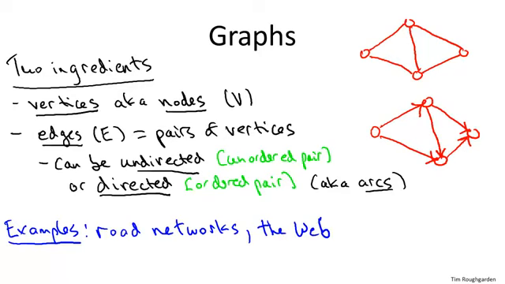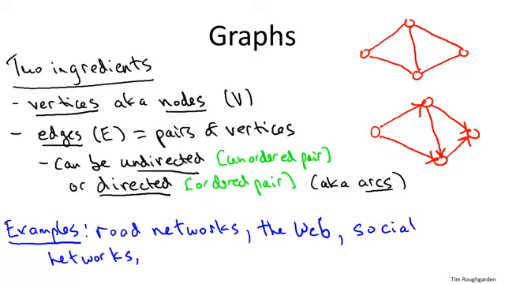The web is often fruitfully thought of as a graph, a directed graph. So here the vertices are the individual web pages and edges correspond to hyperlinks. So the first vertex in an edge, the tail, is going to be the page that contains the hyperlink. The second vertex, or the head of the edge, is going to be what the hyperlink points to. So that's the web as a directed graph.